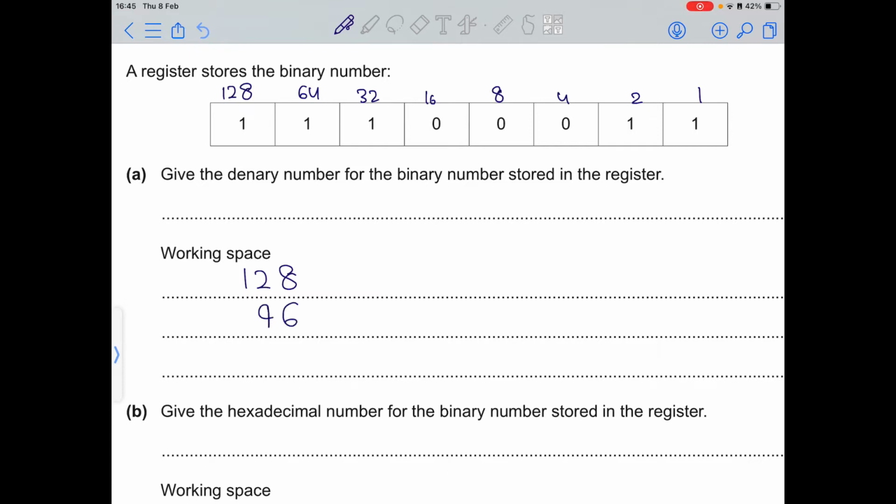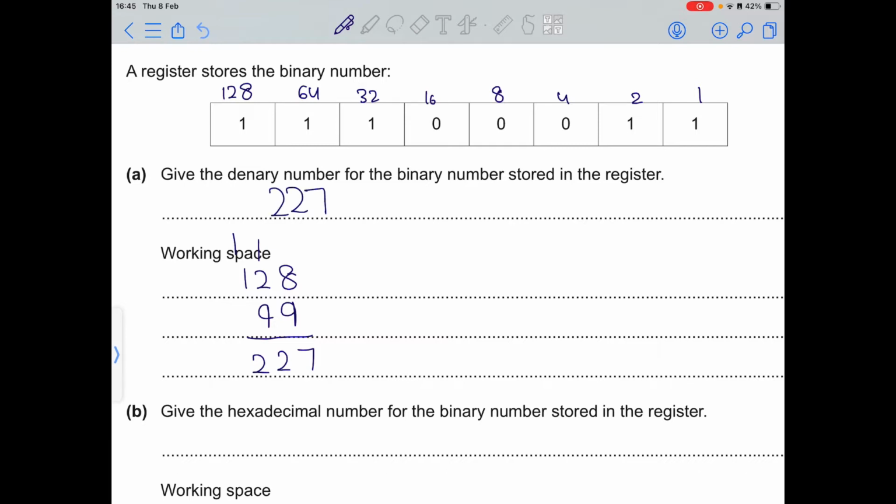I'm writing them here because it's not a lot of space. And then you also have to add 2 plus 1, which is 3. So 64 plus 32 is 96, 96 plus 2 is 98, and 1 is 99. So this is going to be the number 227.